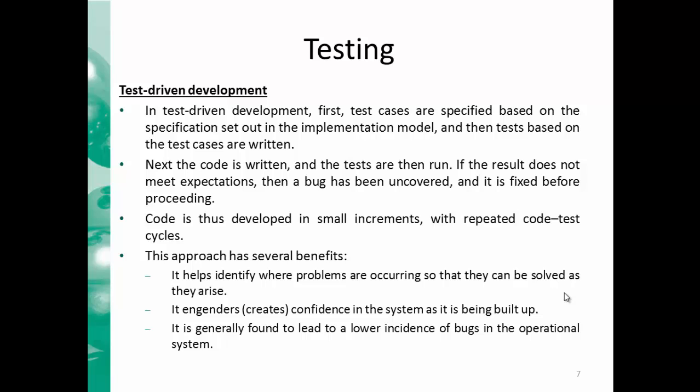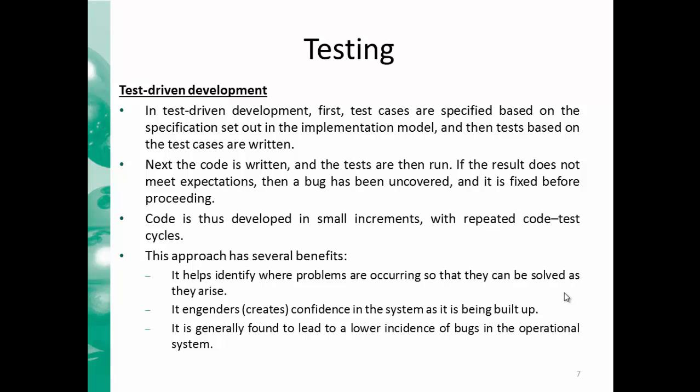In this development approach, first, test cases are specified based on the specification set out in the implementation model, and then tests based on the test cases are written. After writing these tests, the code is written. So the test cases are built and written before the coding. When we code, then the tests are run.